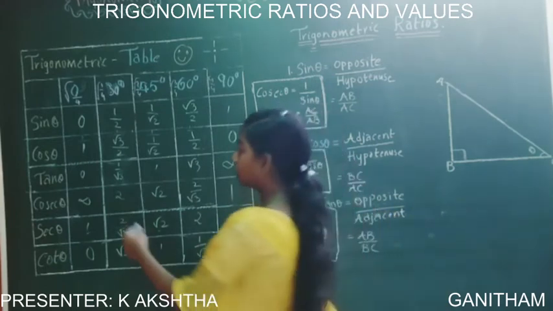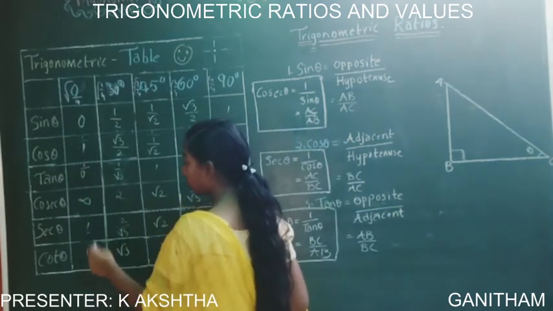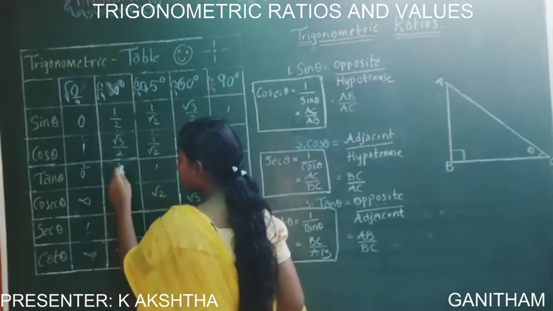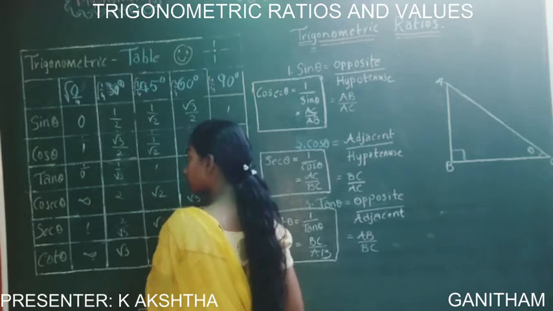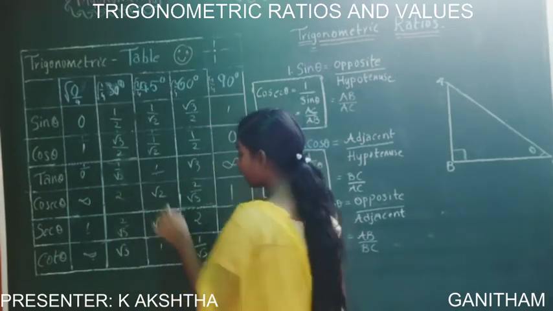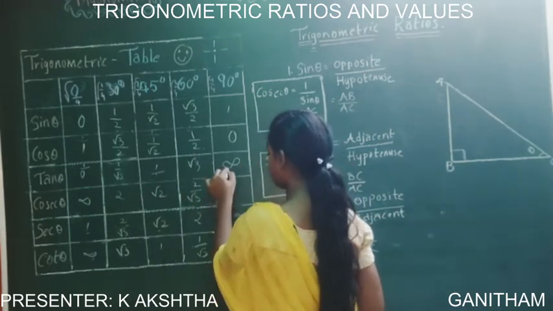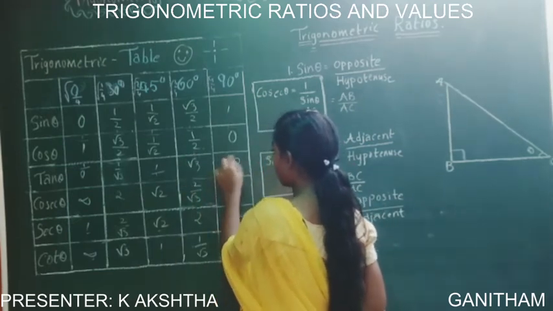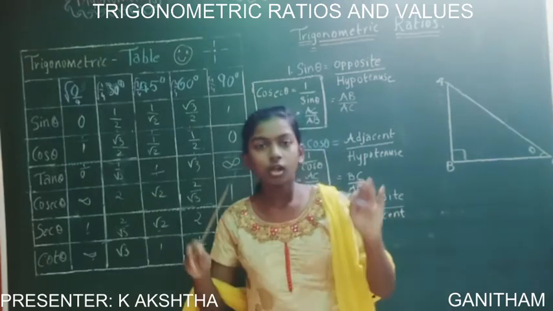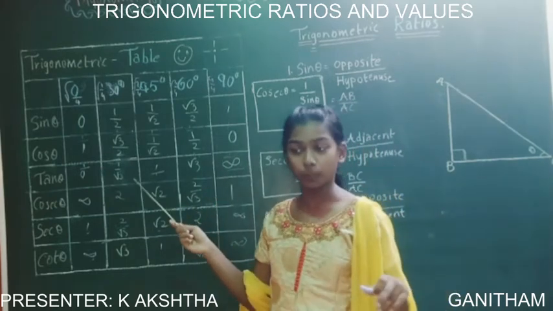What do we have to do? We have to divide 1 by each value. 1 by 0 is infinite, right? 1 by 1 by root 3 gives root 3. 1 by 1 is 1. 1 by root 3 is 1 by root 3. 1 by 0 is infinite. So this is how to write the shortcut method for the trigonometric table.